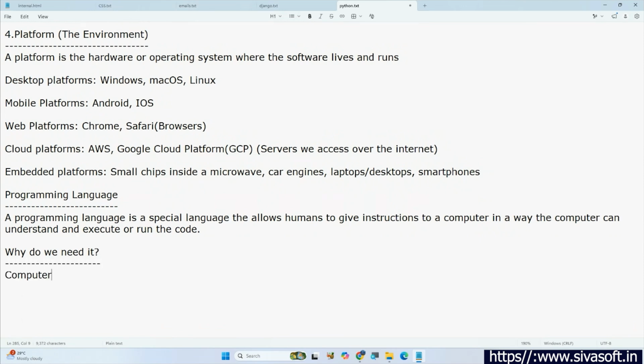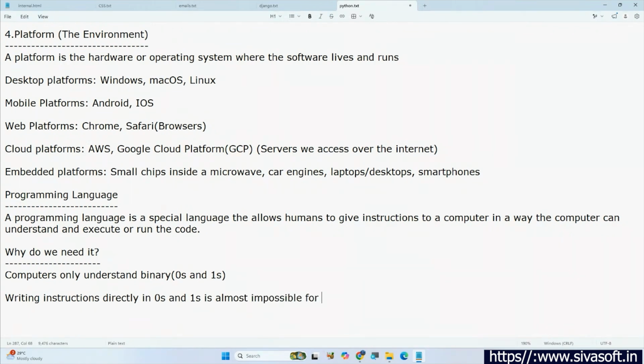Already we know these points, whatever I'm going to write. Computers only understand binary. So that means zeros and ones. Computers only understand binary. Already we know. Low level language, binary language, nothing but electrical signals. 0 means off, 1 means on. All we discussed in previous classes. So writing instructions directly in zeros and ones is almost impossible for humans. Okay, it's impossible. Already we know.